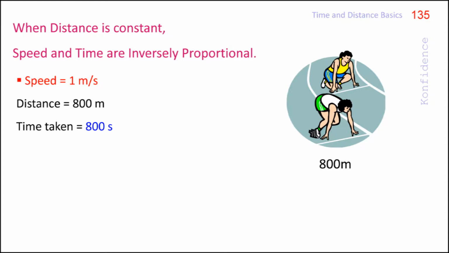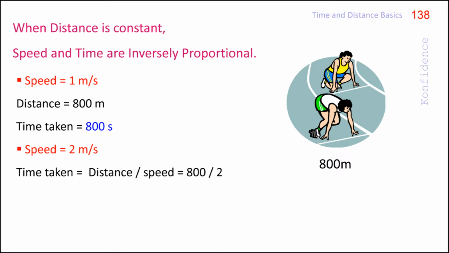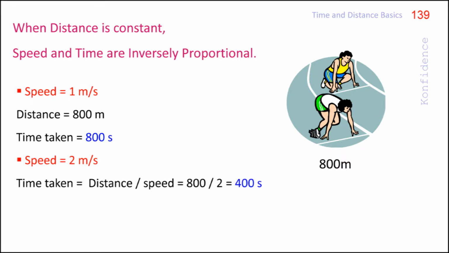When the speed is 1, time is 800. Now if you run this 800 meters at 2 meters per second speed, then the time taken will be distance by speed, 800 by 2, or 400 seconds. So when speed is 2, time is 400.